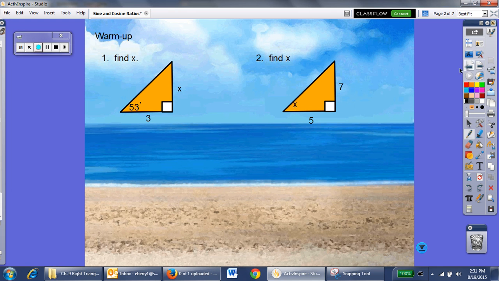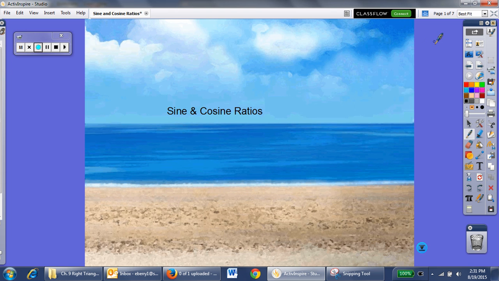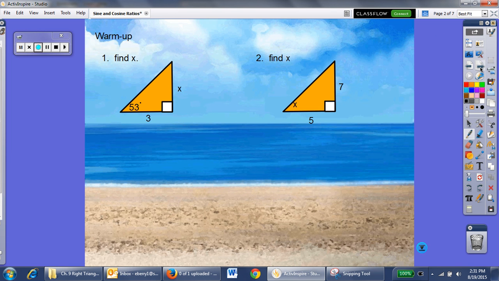Hi students. Today we're going to be talking about the sine and cosine ratios. Let's begin with a warm-up from yesterday. In number 1, it says to find x.